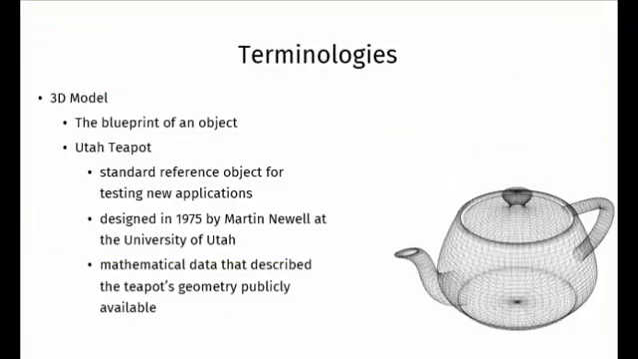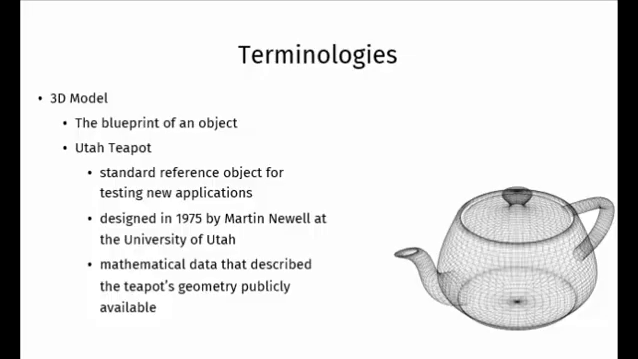So that's the difference between 2D and 3D graphics. Now let's learn some important 3D graphics terminology. First is a 3D model. Think of it as the blueprint or digital representation of an object. Just like a blueprint tells how a house should be built, a 3D model tells the computer what an object looks like, including its shape and structure.